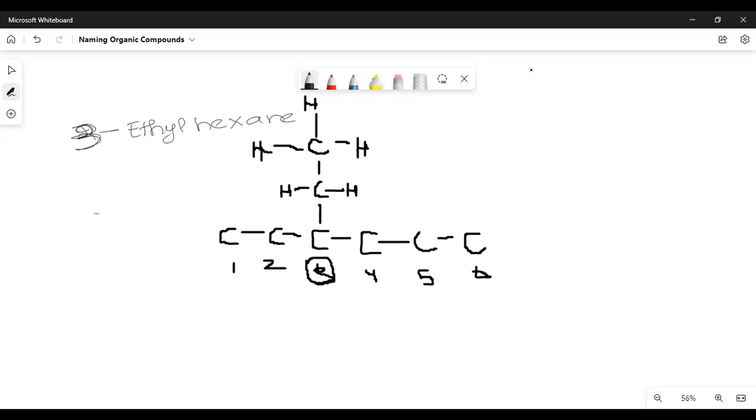Can I erase the numbers? Yeah, sure. Go ahead. If that makes the whole thing easier for you, go ahead. Erase the numbers. Not the numbers, but you put the H's there, right? The hydrogen there as well.